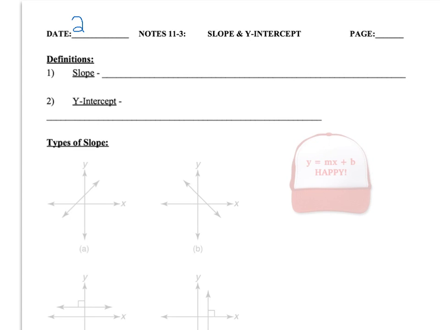Let's start by putting the date at the top. I'm putting 2/12 because these are the notes for February 12th, even though you're probably viewing this on the 11th. Fill in your page number.